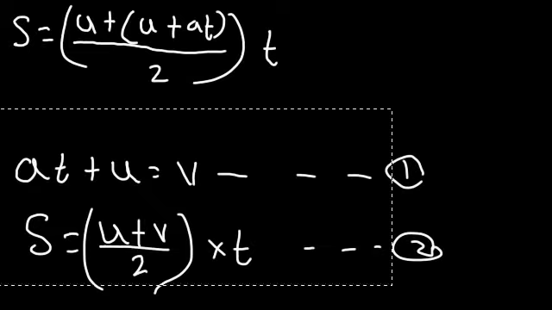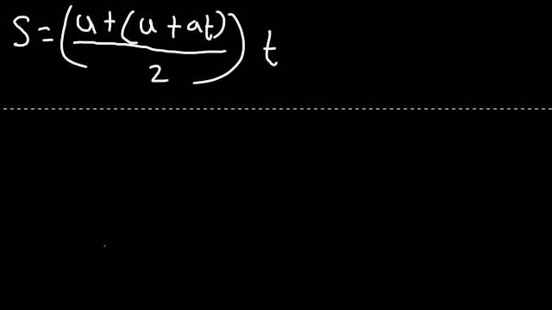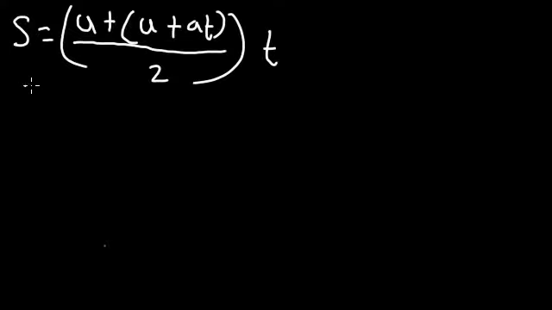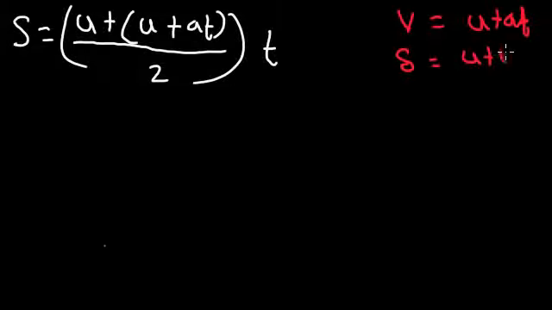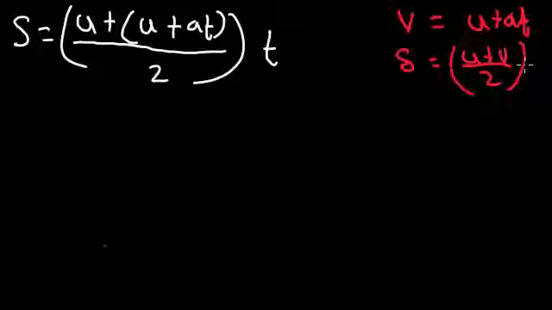Perfect. So we can get rid of this one, we'll just note it down somewhere. Let me write it here without getting rid of it because we're using it as reference. The first one we said v is equal to u plus at. The second one we said s is equal to u plus v over 2 multiplied by t.